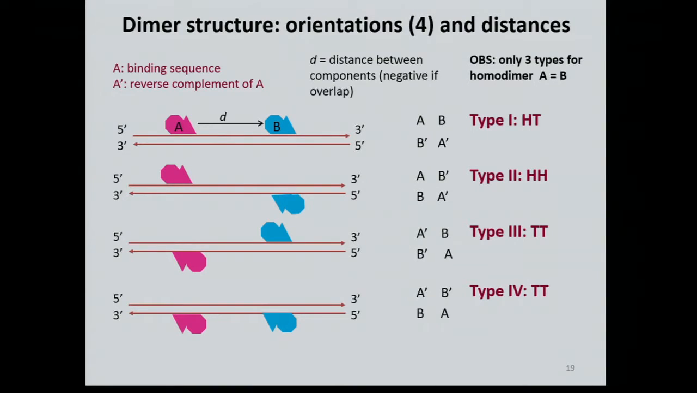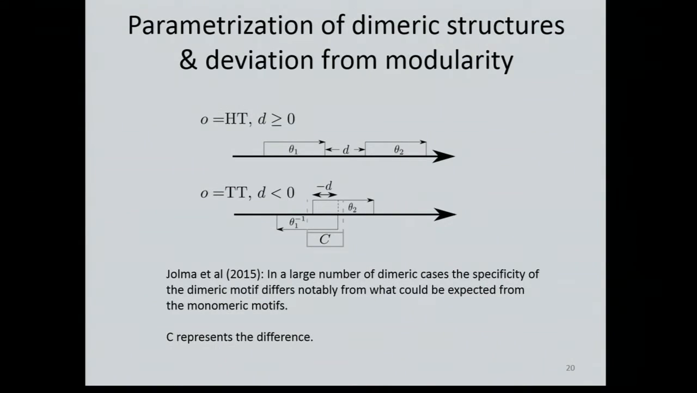And we model distance at base-pair granularity, so it is really detailed. So here again, this parametrization of dimeric structures. Here are two successive motifs, and then the head of this is towards the tail of this. So it is HT type, and the distance between them is denoted by D. And if they overlap, then the distance is negative.